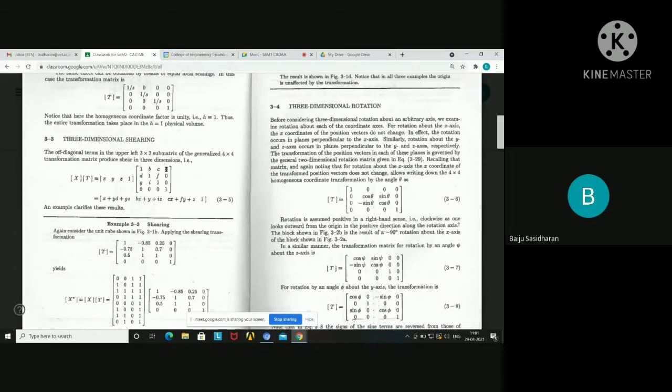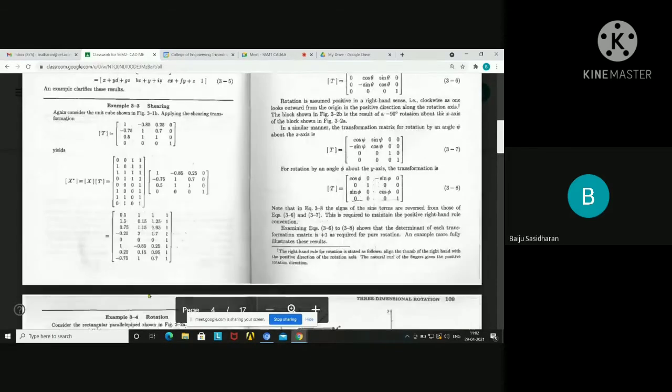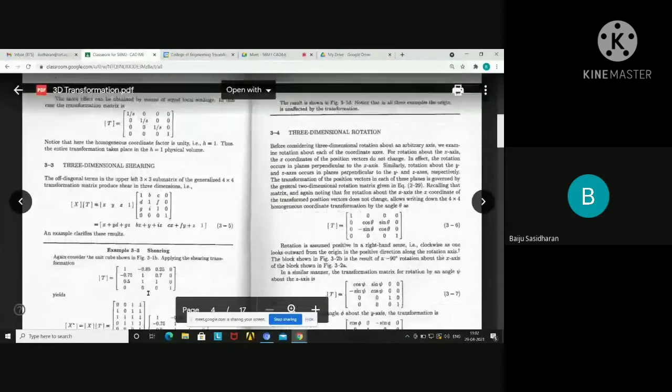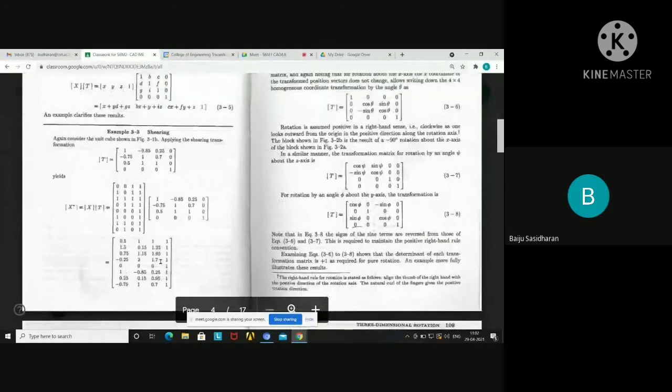If the off-diagonal terms are present, that indicates there should be a shearing effect. If you see this matrix, the diagonal terms are 1. But the off-diagonal terms B, D, this one D, then C, this F value, this I value, all these are non-zero values. So according to that, it should be multiplied, and after multiplying that one, you will get this value.